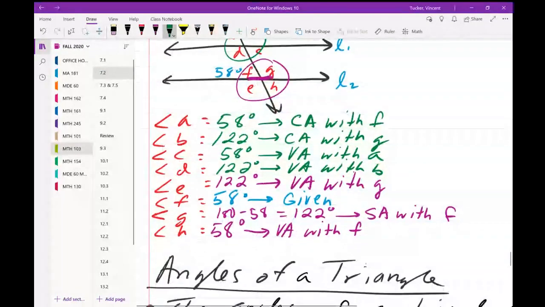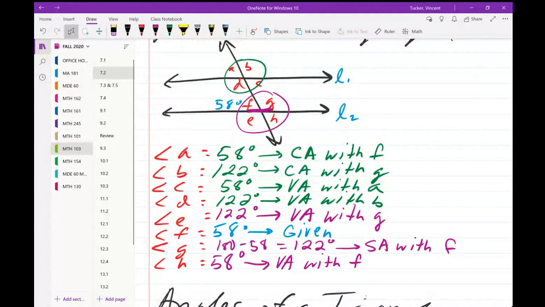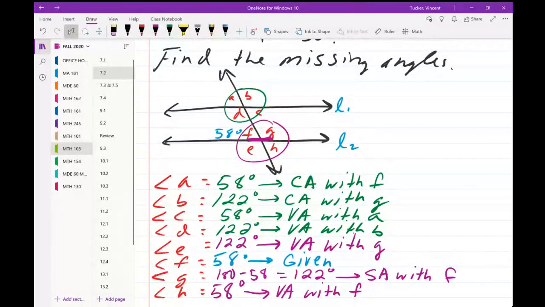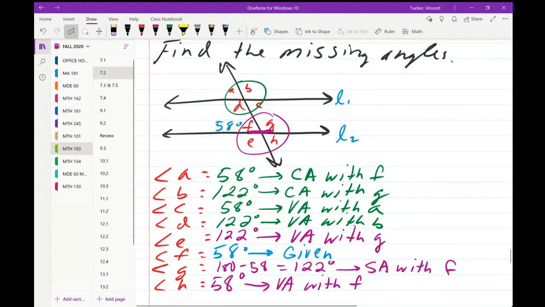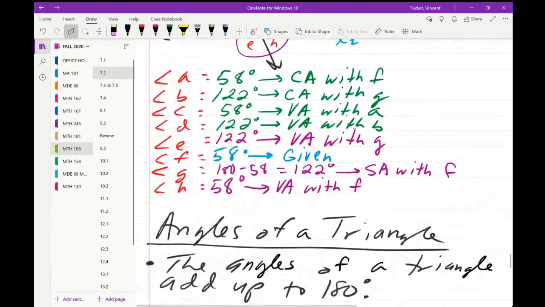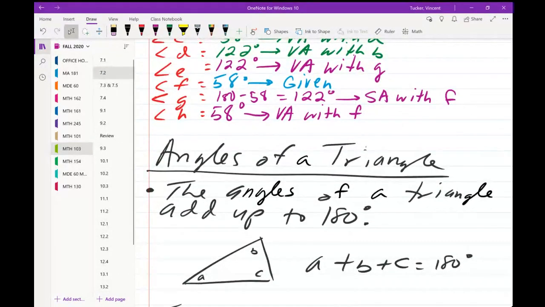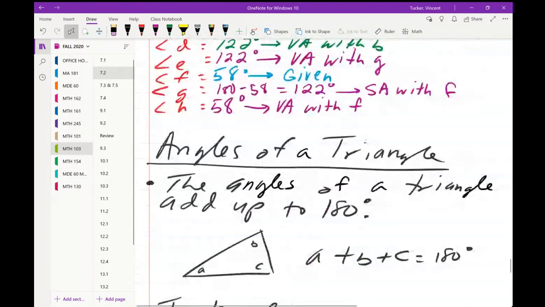All right, then we got one more example, then we'll be done. Questions on this one? All right. So I believe this is last. Yep, it's the last one.